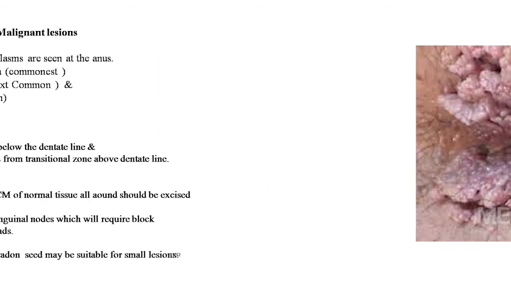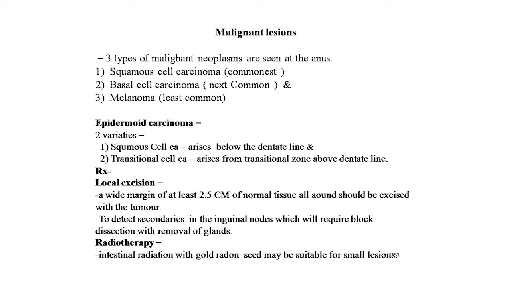Now the malignant lesions of the anal canal. Mainly three types of malignant neoplasms are seen at the anus. One, squamous cell carcinoma, which is the commonest. Second is the basal cell carcinoma, which is the next common, and third is the melanoma, which is the least common. Now the epidermoid carcinoma. This includes two varieties: squamous cell carcinoma arising below the dentate line and transitional cell carcinoma arising from the transitional zone above the dentate line.